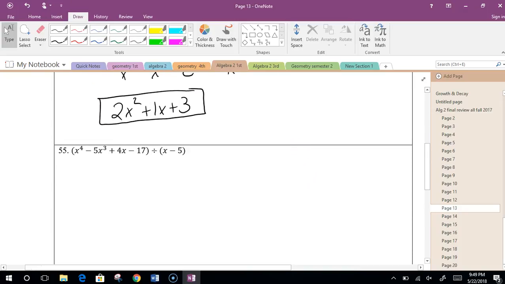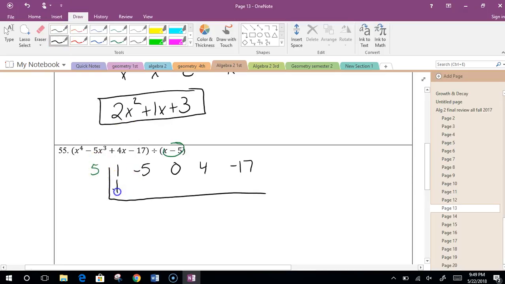In problem 55, again, we're doing synthetic division. So we're going to have 1 for our first leading coefficient. Then we have negative 5, but then we jump from x to the third to a regular x, which means I need a placeholder of a 0 because there is no x squared term. Then we've got 4 and negative 17. The number out front, remember, we're going to change the sign here, is going to be a positive 5.